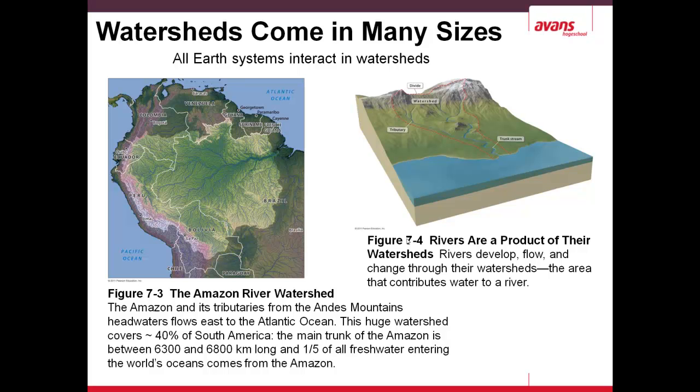Watersheds come in many different sizes, and one of the world's largest watersheds, in South America, is the Amazon River watershed, which comprises approximately 40% of South America, and which is anywhere between 6,300 and 6,800 kilometers long, and carries 1/5 of all fresh water entering into the world's oceans, and that is all the world's oceans.